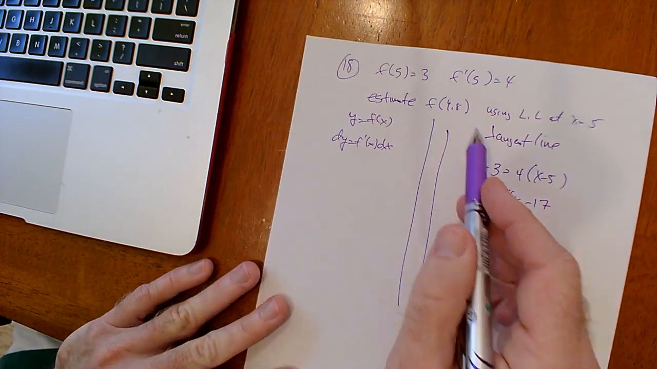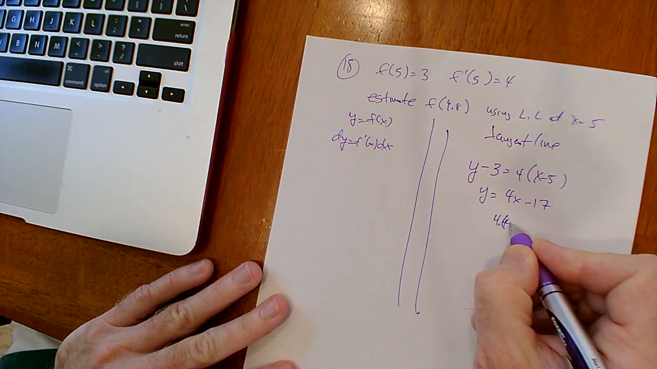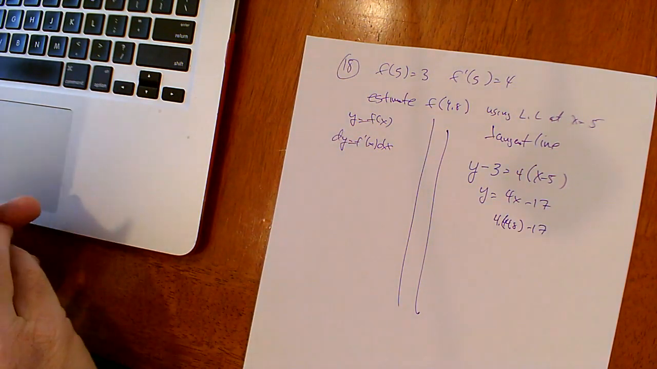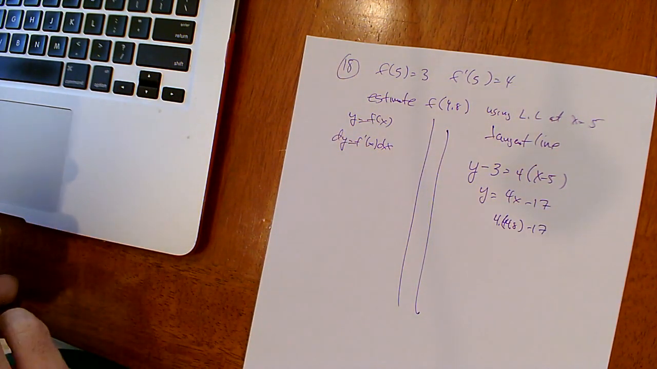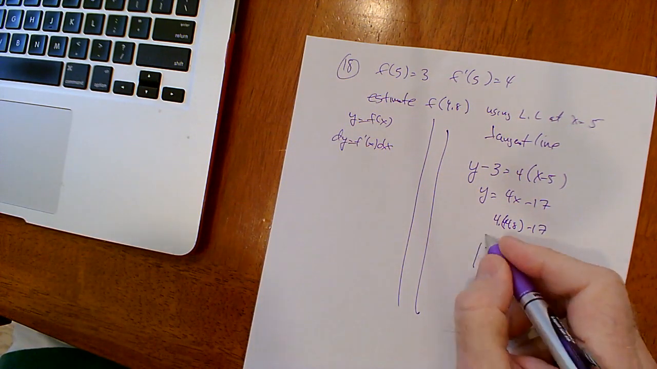So now we're just going to estimate 4.8. So 4 times 4.8 minus 17. Let me whip that out on my calculator real quick. 4 times 4.8 minus 17 is 2.2.